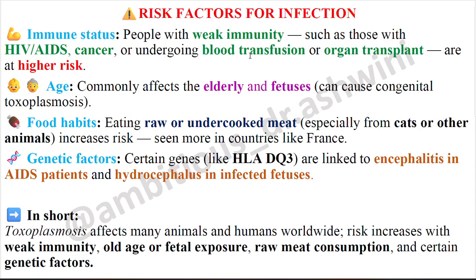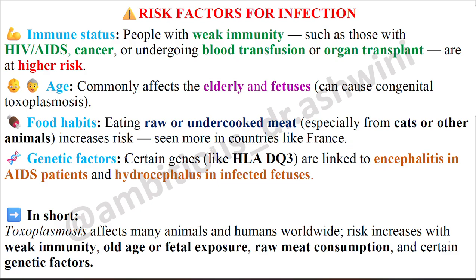Risk factors for infection. Immune status. People with weak immunity, such as those with HIV or AIDS, cancer, or undergoing blood transfusion or organ transplant, are at higher risk. Age: commonly affects the elderly, and fetuses can get congenital toxoplasmosis. Food habits: eating raw or undercooked meat, especially from cats or other animals, increases the risk. It is seen more in countries like France.